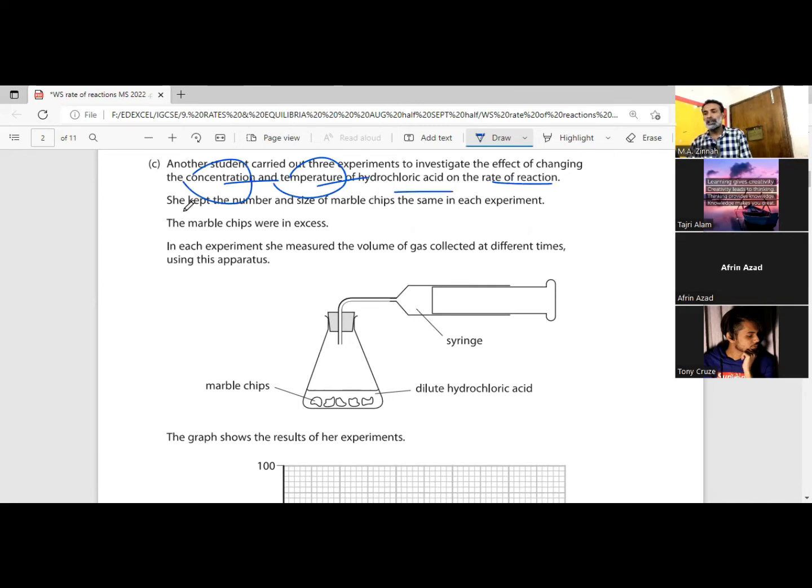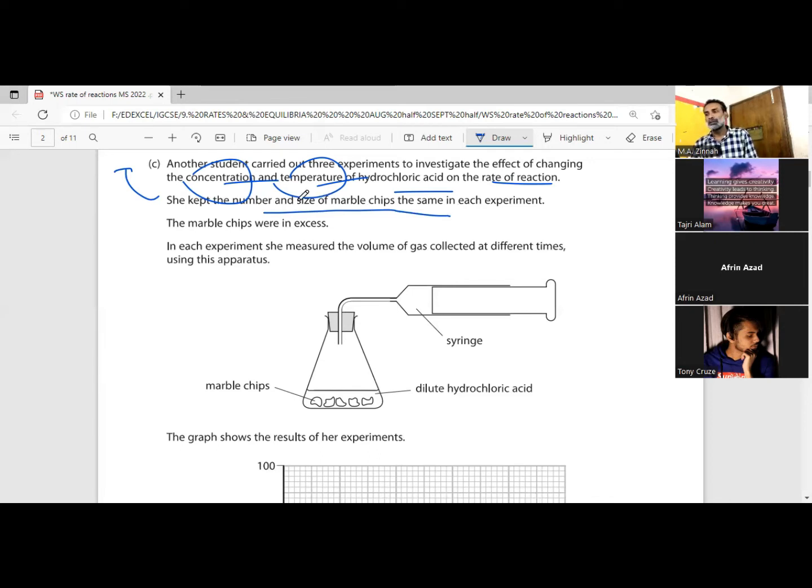Now she kept the experiment with the same reaction. ওই যে আগে যেটা দেখলাম, calcium carbonate with hydrochloric acid. That's the reaction. And she kept the number and size of marble chips the same. Here surface area is same, right? In terms of both amount of reactant same and marble chips. Surface area is same in different experiments.